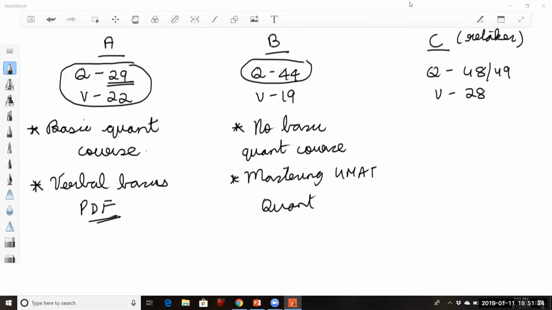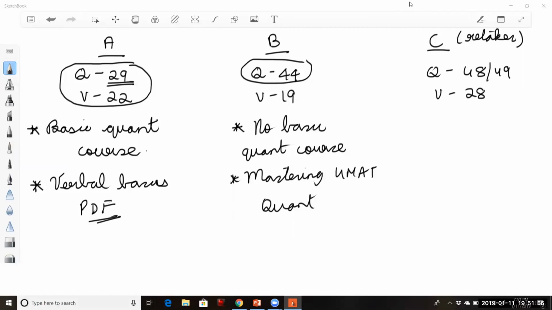So GMAT thought about making some changes. GMAC, the makers of the test, thought about making some changes to the entire pattern. So what they brought in first was a section selection order. So now you can pick and choose one of three orders. You can either go by the default ordering of AWA, IR, quant, and verbal. The second option is quant, verbal, IR, AWA, and the third option is verbal, quant, IR, AWA. Right? You can make a choice between one of these three section orders.